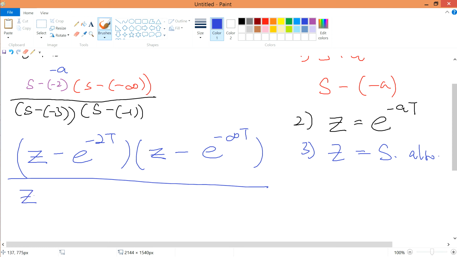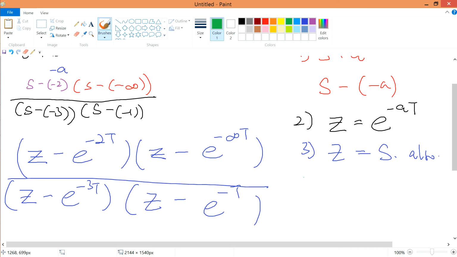And then divided by s, I change to z also. So I'll just have z minus e to the minus 3t. This is minus 3, I'll just write as e to the minus 3t. Same thing over here, the s I'll just switch to z. So I have z minus e to the minus t, because minus 1 times t is still minus t. Okay, so I think you have somewhat understood what I mean. If you don't understand, click back a few minutes ago also.